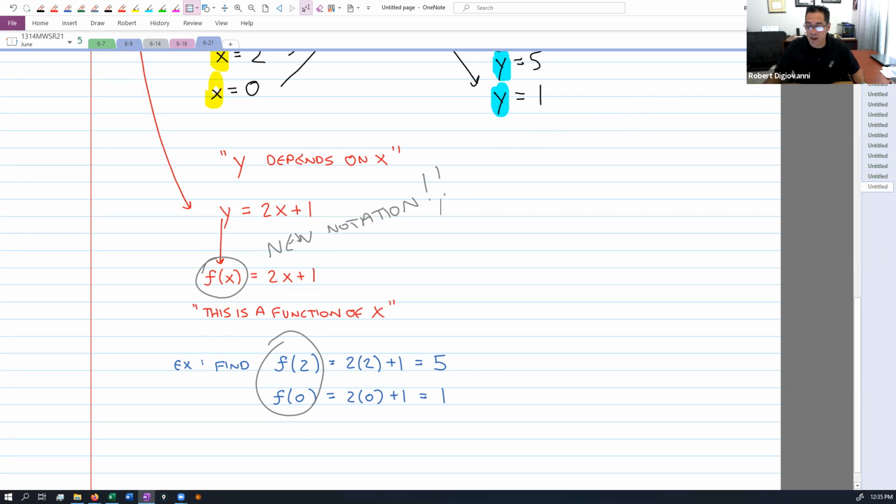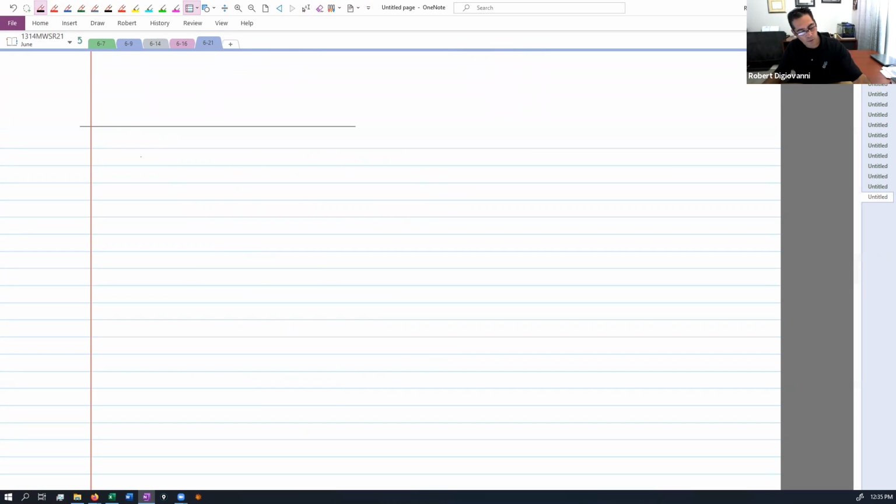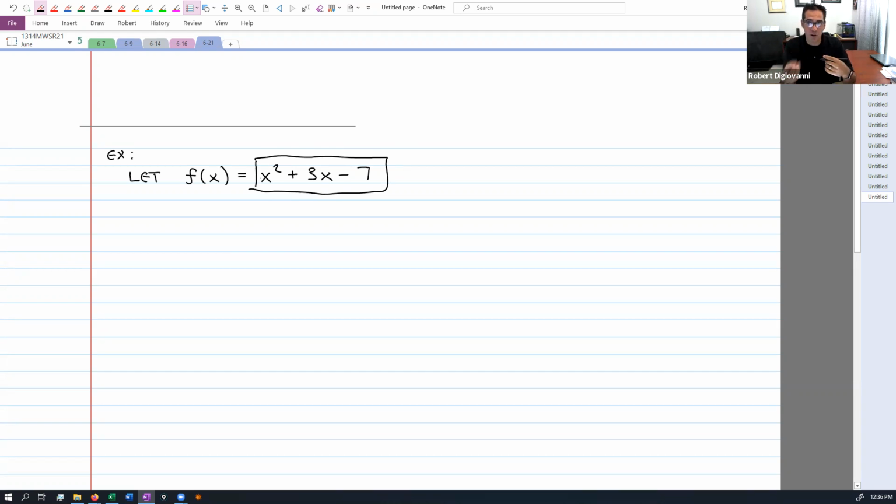Okay, so I'm going to give you a new example. Let f of x be equal to x squared plus 3x minus 7. By writing that down, I'm saying, hey, everyone, there's this function. It takes these x's in, and here is what it does to the x's, right? That's the machine. That's the car wash. And now I'm going to hand you a couple of cars and ask you to tell me what comes out.